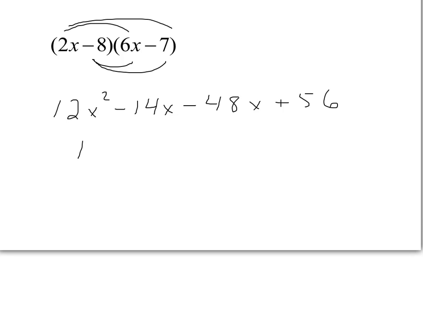So combining like terms, it's only one x squared, but I have two x terms, minus 14x and minus 48x. It's like two negatives being added together. So that's negative 62x plus 56.